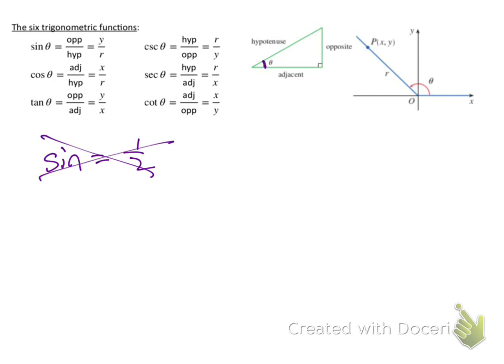And here, theta is here. Then we define the 6 trig ratios this way. Sine is opposite over hypotenuse, cosine is adjacent over hypotenuse, tangent is opposite over adjacent, and then we have the reciprocals, cosecant, secant, and cotangent. You just flip them.